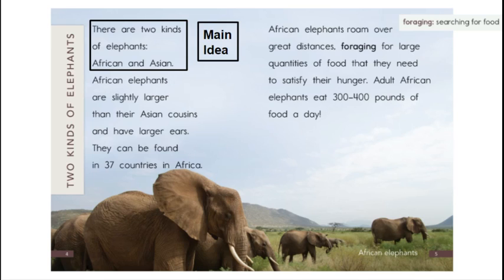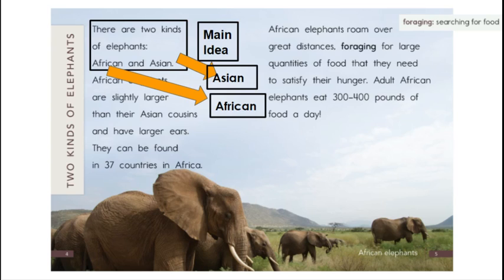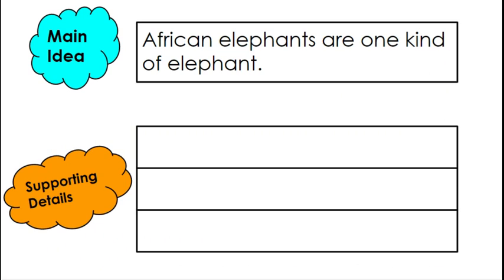But readers, I could put that as my main idea, but if I think about just this page, which one did we learn about? You're right. We learned on this page about the African elephants. So I'm actually going to take this main idea and break it apart into African and Asian elephants. Let me show you how I do that.